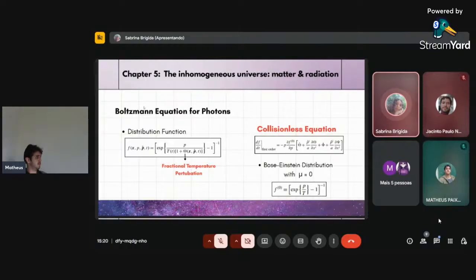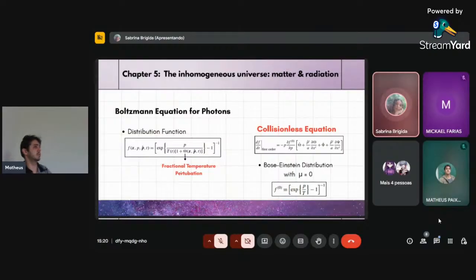For the Boltzmann equation for photons, for example, the first thing we can do is write down the distribution function for the photon. In this case, we include a term that allows a perturbation to the distribution function. This term is represented by this theta here, which is a fractional temperature perturbation.